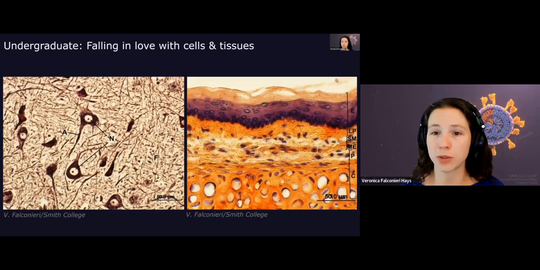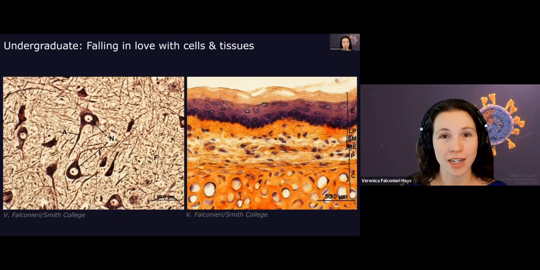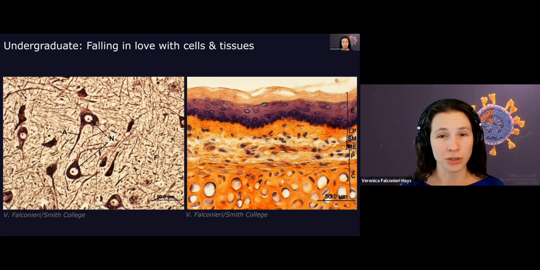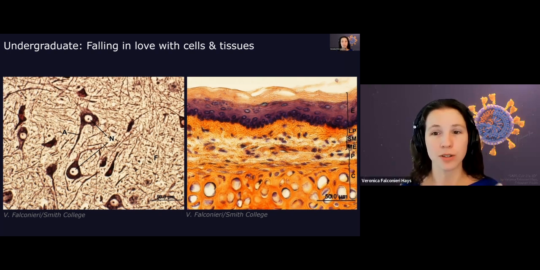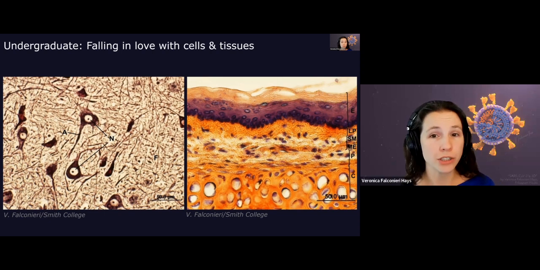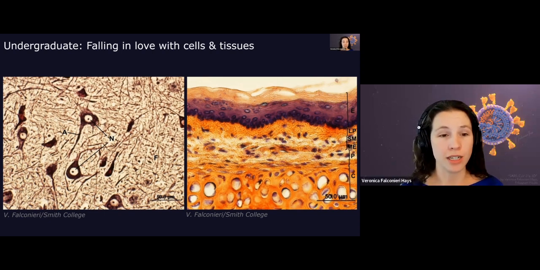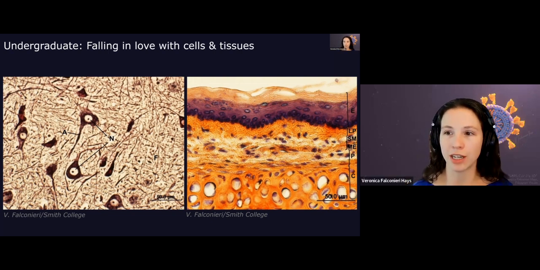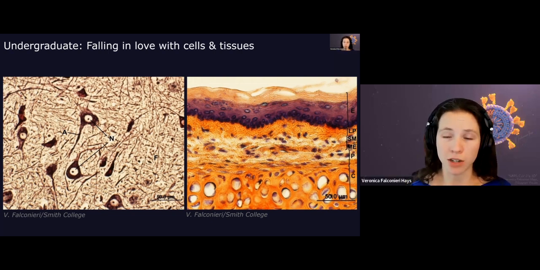So here are histology slides that I created in undergraduate. These aren't drawings. This is actually slices of tissue that I stained with particular chemicals in one of my classes to create contrast so I can look at different cellular structures. On the left-hand side, you're looking at a slice of brain tissue from a mouse, and you can see some of the neurons and all the neuropil, all the axons interdigitating with dendrites. And on the right, that's a cross-section of the esophagus.